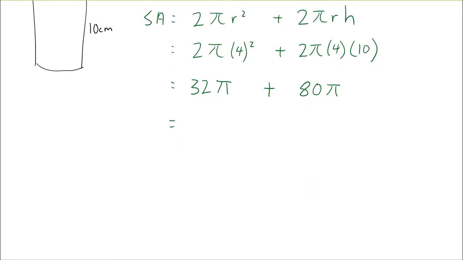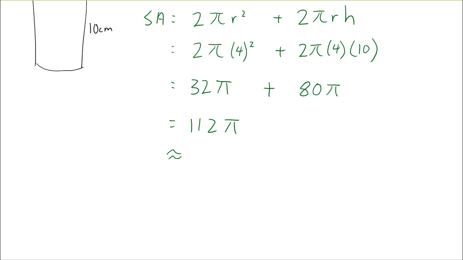Now, we can actually further simplify this. Just like we had in algebra when we had to combine like terms, this is the same idea. I have 32 pi plus 80 pi. I can actually combine this together to give me 112 pi. And so this is the most accurate representation of our surface area. If we then wanted to calculate our surface area as a decimal number, we'd have to do some rounding, but we would end up with a number that is an approximation.